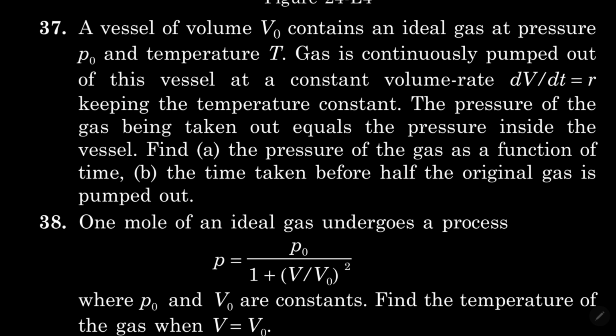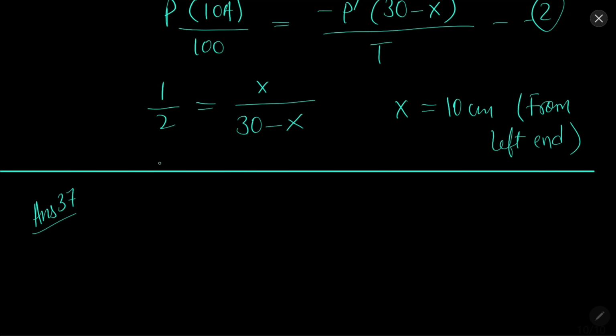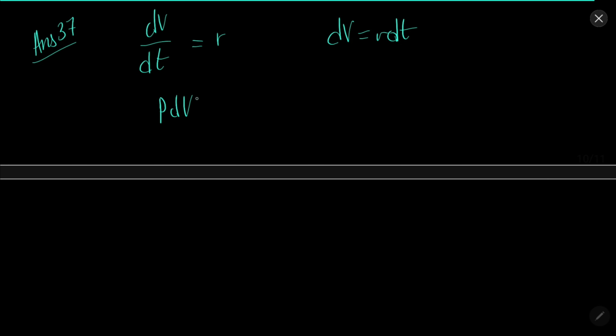In 37 we have a vessel. Find the pressure of the gas as a function of time and the time taken before half the original gas is pumped out. Solution 37. So dV by dt, let it be R. So dV equal to R dt. So let the pumped out gas pressure be dP and volume of container be V naught. So P dV equal to minus V naught dP.